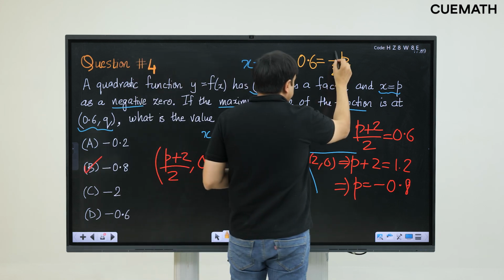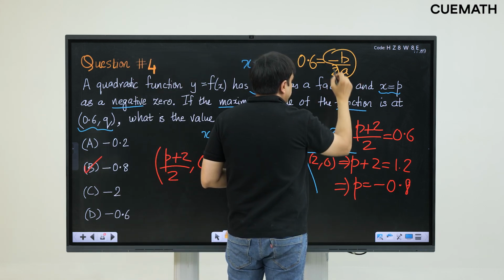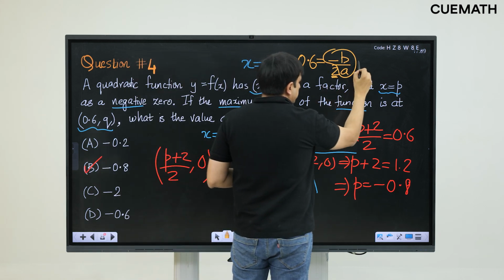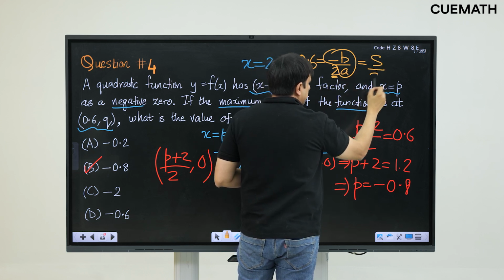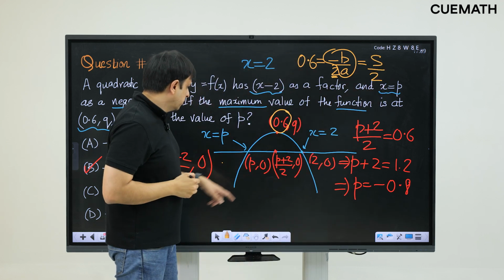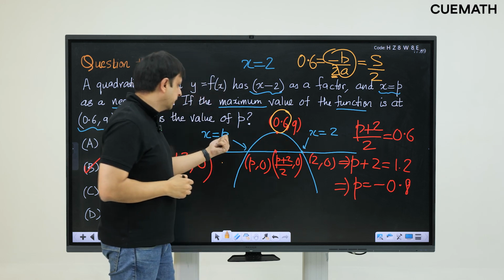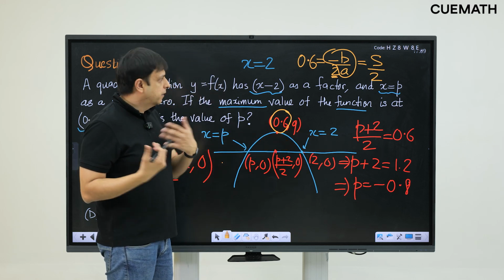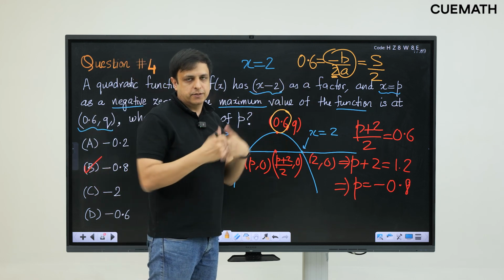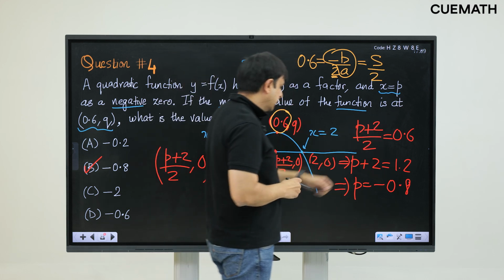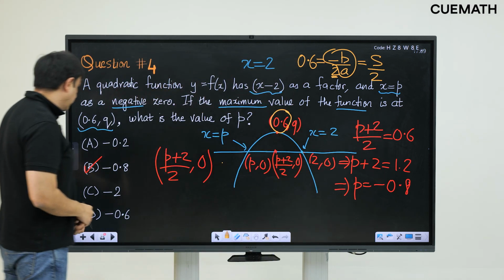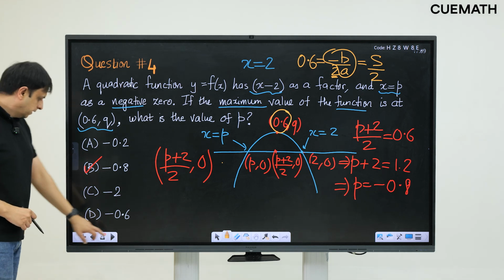So, the sum of the zeros is minus b by a, and we have a 2 here. So, 0.6 will be nothing but the sum of the zeros by 2, and the sum of the zeros is 2 and p. So, 2 plus p divided by 2 should be equal to 0.6. So, you arrive at exactly the same condition as you have here, and that will give you p equal to minus 0.8. So, option B is correct.